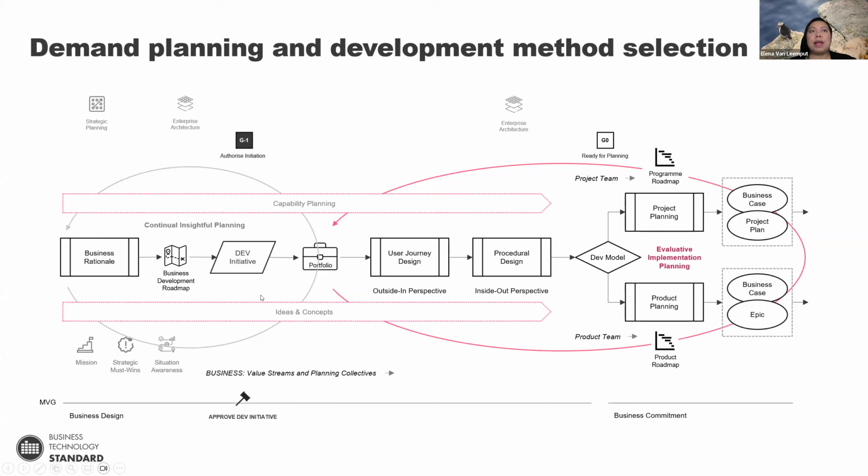So if you have capability planning, ideas and concepts, how do you move forward with them? How do you do planning? So business design, how do you move from business design towards portfolio, towards having your user journey, procedural design? And then in BTS, of course, since we have adaptable methodology for development, we have three types of development where you can develop it with the project or gate-based methodology, or you can do it agile-based methodology. They all start the same way, and you can choose.